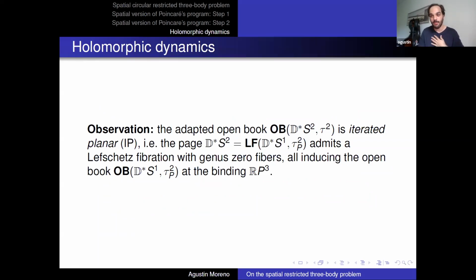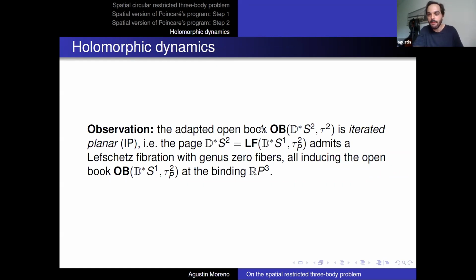This is a paper that I wrote independently, so it's a spin-off of the whole story, and it's based on the following observation. Holomorphic dynamics should maybe also be called symplectic dynamics, in the spirit of Hofer and collaborators. This also fits in their picture of what they're doing in dimension 3 at least. So the observation that starts this new step, let's say step 3, is that the adapted open books that we found with Otto are what we call iterated planar.